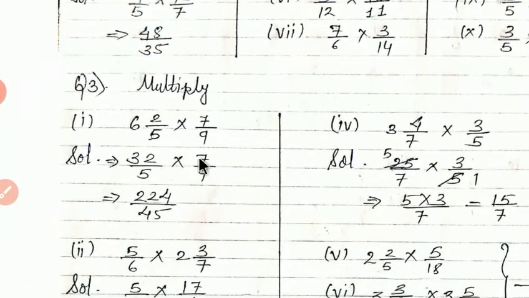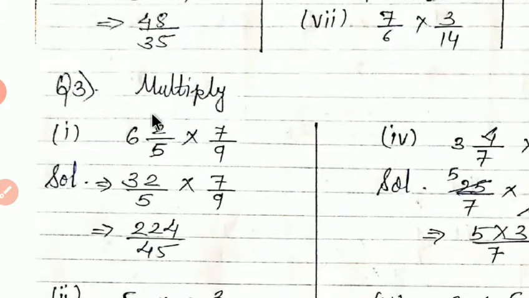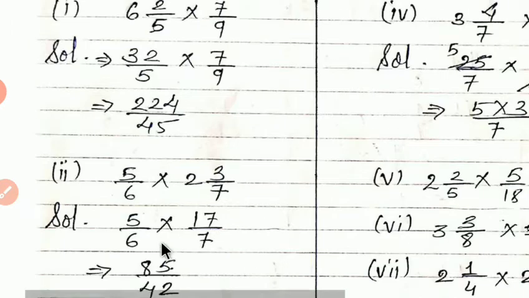Then question number 3. Multiply 6 2/5 into 7/9. Here you can see that the number is given as a mixed fraction. So first we will change it into an improper fraction. 6 fives are 30, 30 plus 2, 32/5 into 7/9. Now we cannot divide 32 by 5, or 7 by 5, or 32 by 9. It means we cannot divide any number. So directly we will multiply it. 32 into 7 is 224 and 9 fives are 45.